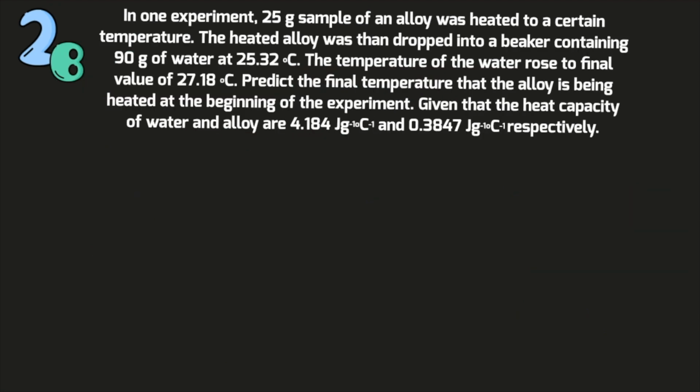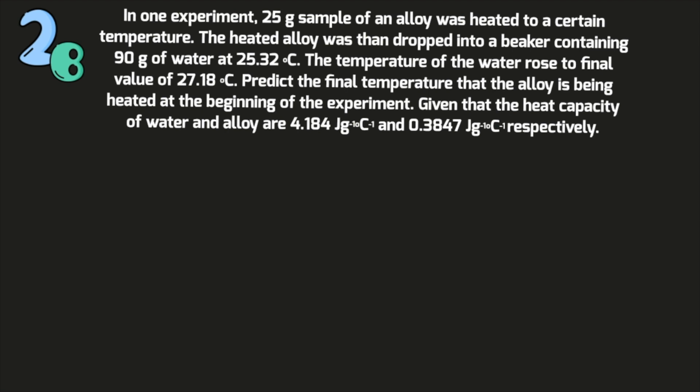Question number 2B. In one experiment, a 25 gram sample of an alloy was heated to a certain temperature. The heated alloy was then dropped into a beaker containing 90 grams of water at 25.32 degrees Celsius. The temperature of the water rose to a final value of 27.18 degrees Celsius. Predict the temperature to which the alloy was heated at the beginning of the experiment, given that the heat capacities of water and alloy are 4.184 and 0.3847 joules per gram per degree Celsius respectively.